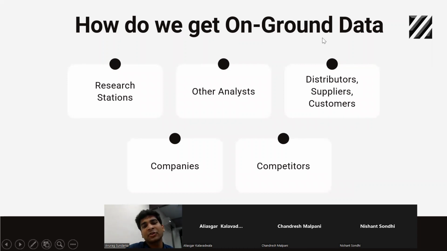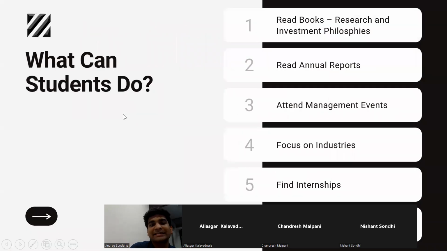And lastly, again, they go on ground to get on-ground data. They can go and talk to distributors, suppliers, other analysts who have gone on ground. They can talk to other companies. They can talk to competitors. So all these are where you can get ground data, real-time data. Research stations, that's a feature that's actually in one of our products. It won't be very useful for discussion right now here. But this is how data is collected. So this is how an equity research analyst works. This is what equity research analysis is exactly.